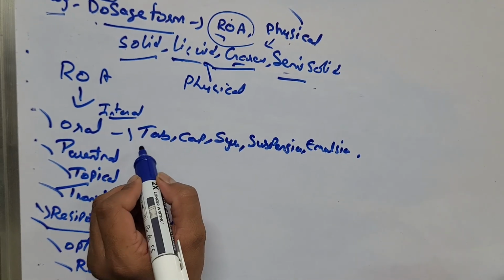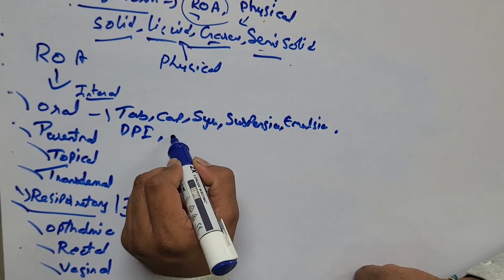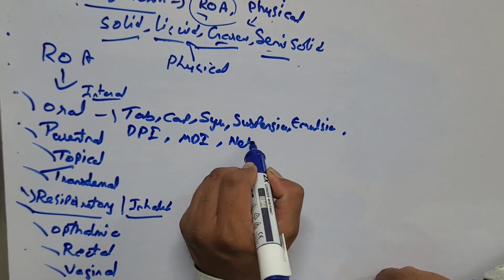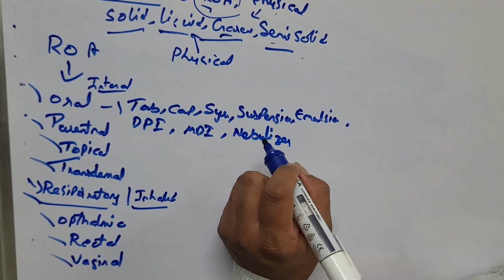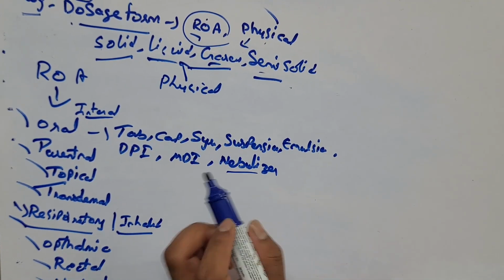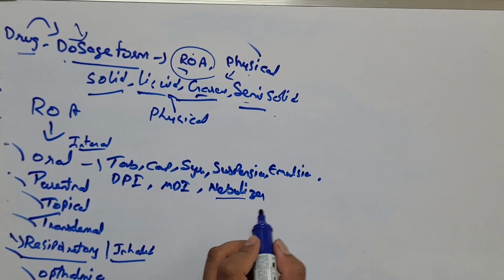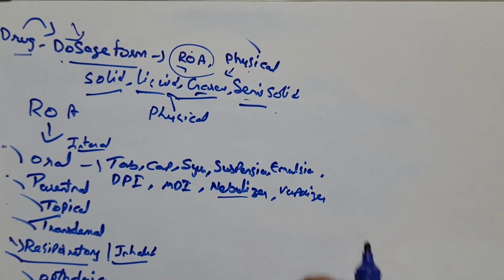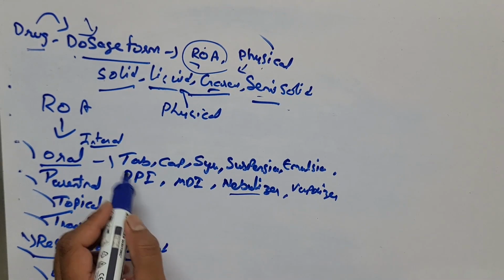And also you can take dry powder inhalers, pressurized metered dose inhalers, nebulizers. Normally infants or children below 5 years will go for nebulization, right? If they're having any respiratory problem or upper respiratory infections, they'll go for nebulization or vaporizers. These are all taken orally.